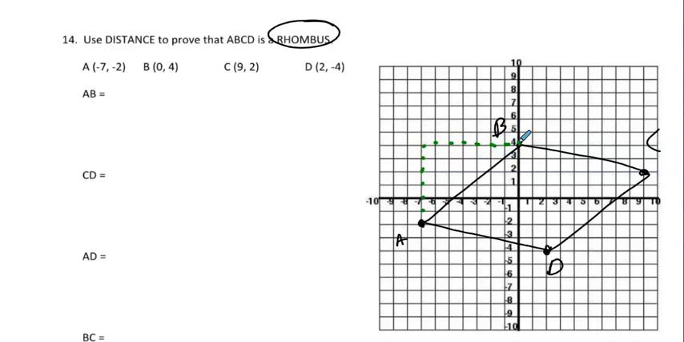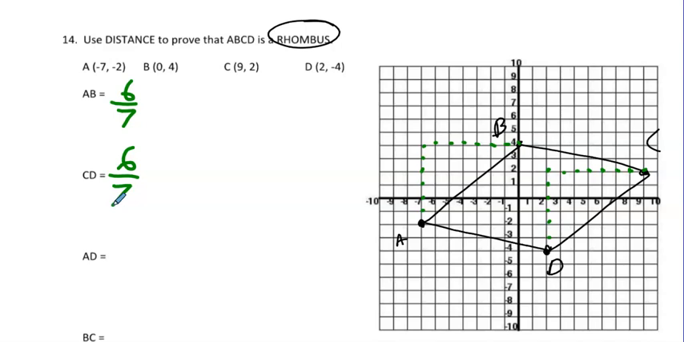While we're here, we'll do DC. It should be the same. Up 6, right 7. It is. So AB is 6 over 7, and CD is 6 over 7. Now let's do AD and BC.